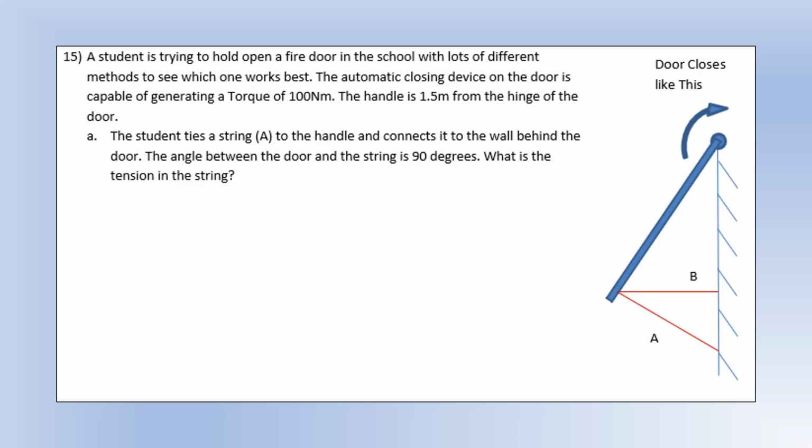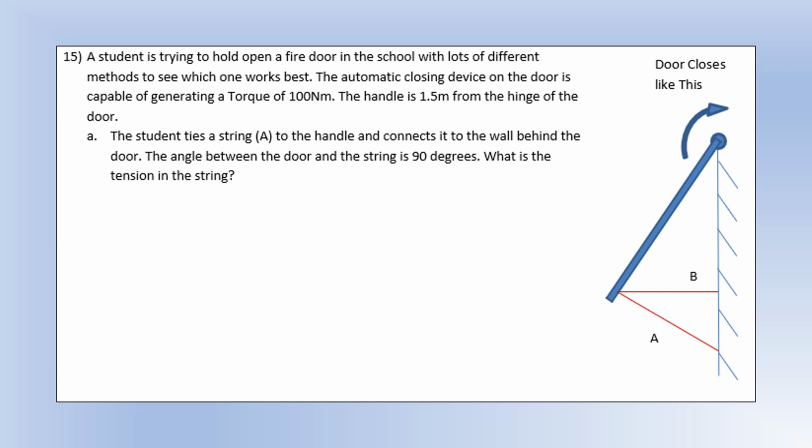A student is trying to hold open a fire door in the school with lots of different methods to see which one works best. The automatic closing device on the door is capable of generating a torque of 100 Newton meters. The handle is 1.5 meters from the hinge of the door. The student ties a string A to the handle and connects it to the wall behind the door. The angle between the door and the string is 90 degrees.